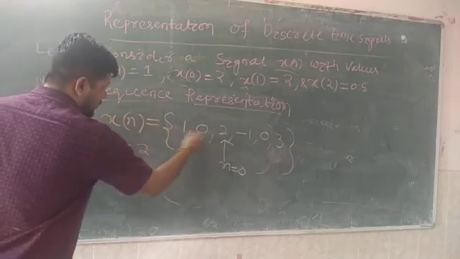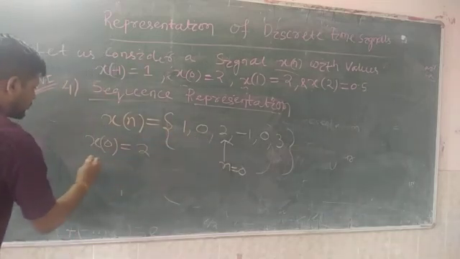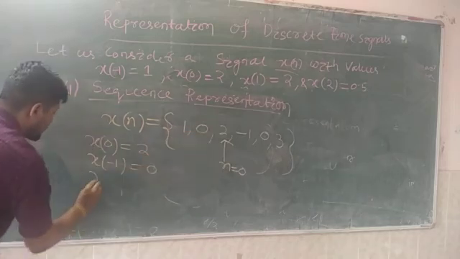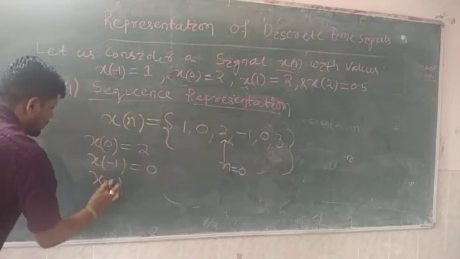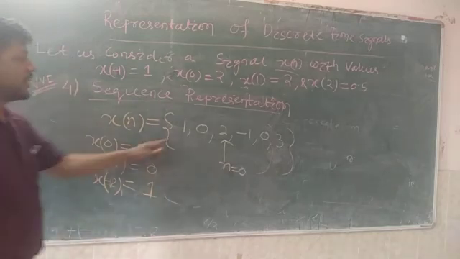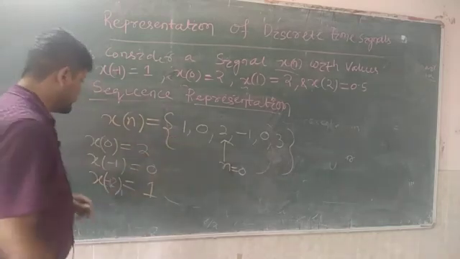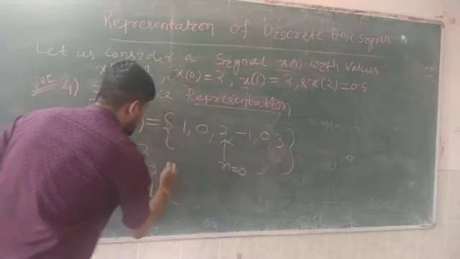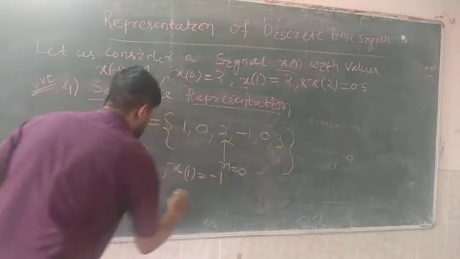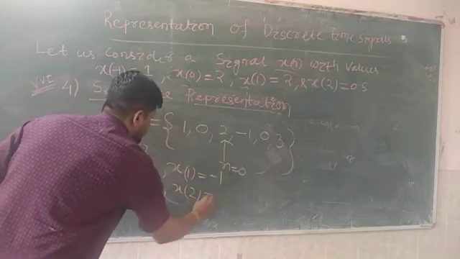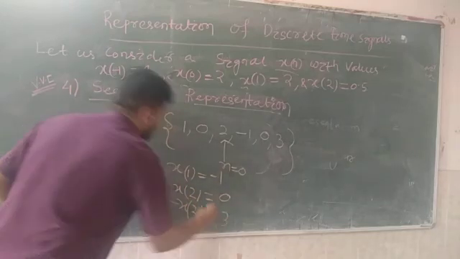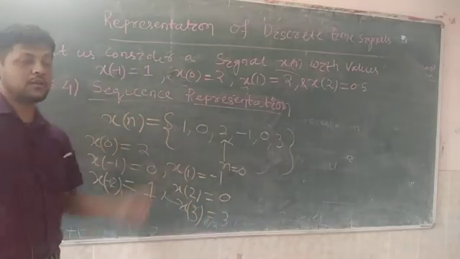Then moving towards the left, we have minus 1, minus 2. So x of minus 1, the value is 0. Then x of minus 2, the value is 1. The amplitude of x of minus 2 is 1. Then we have x of 1, which is equal to minus 1. Then you have x of 2, which is equal to 0. Then at time 3, the amplitude is 3. So this is how we represent a sequence.